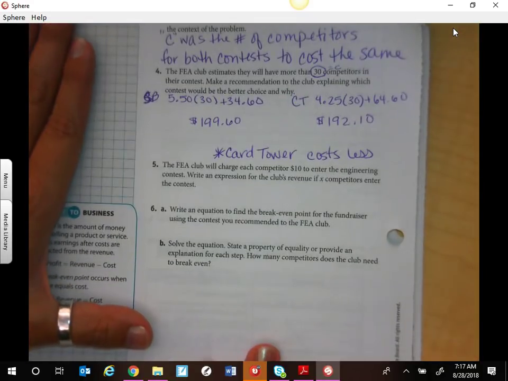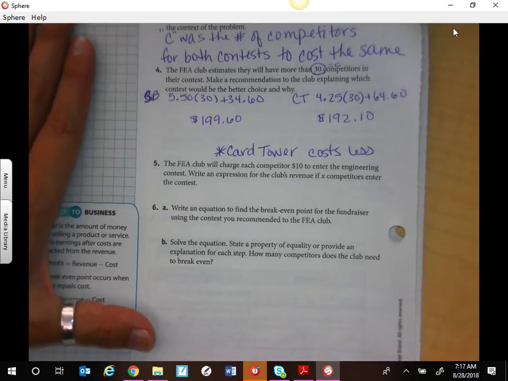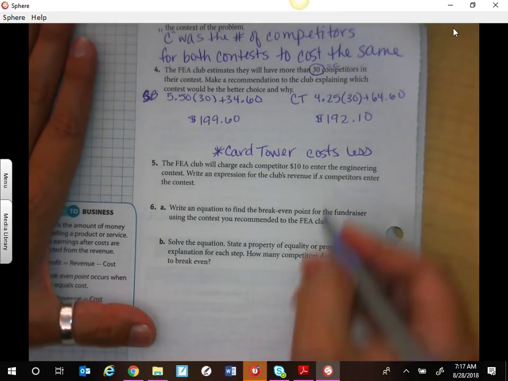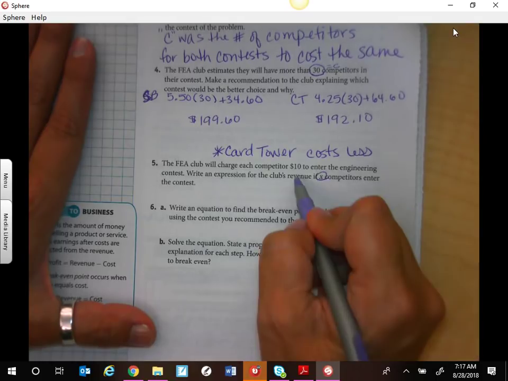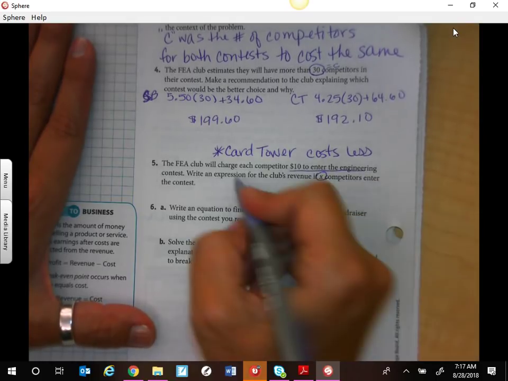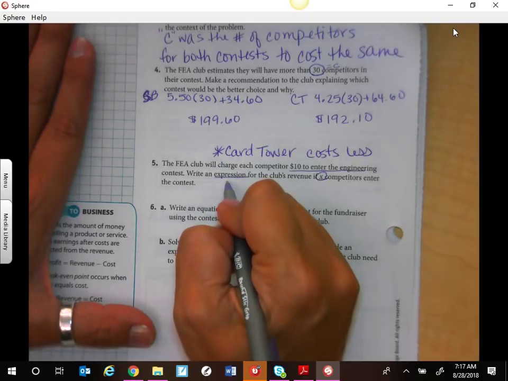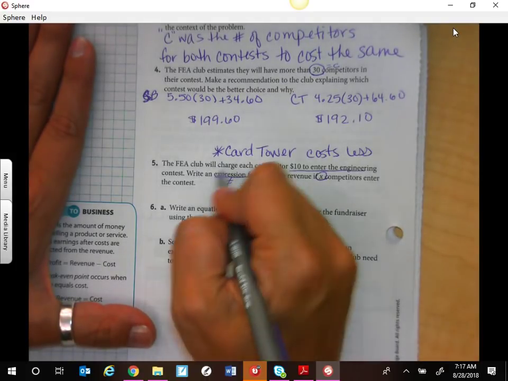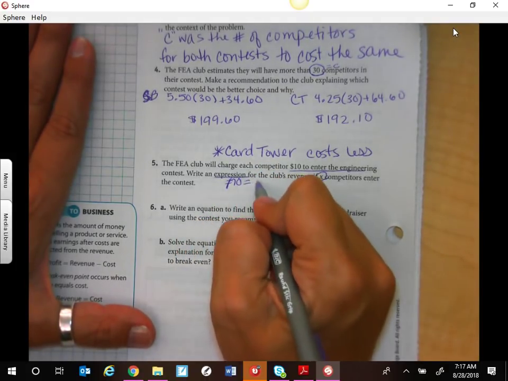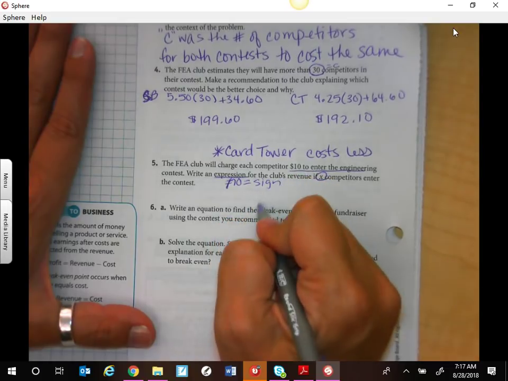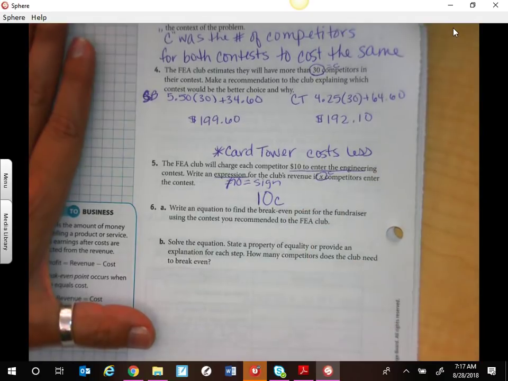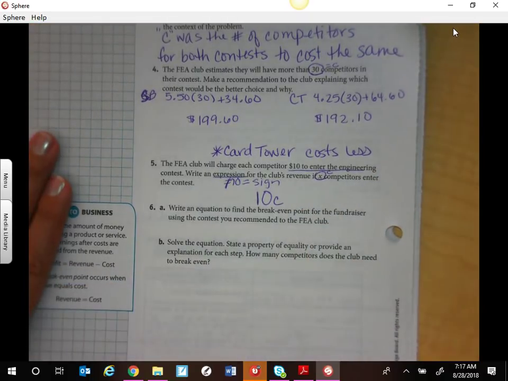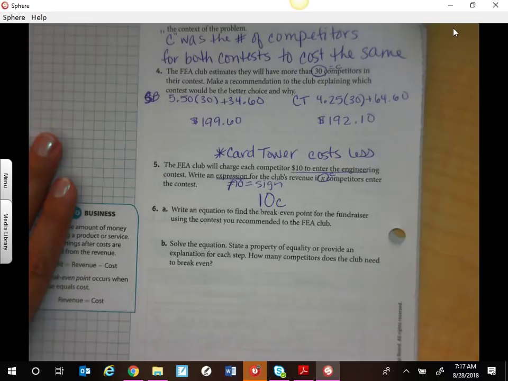If they charge $10 to enter the engineering contest, write an expression for the revenue of X competitors to enter. Well, if it's $10 for each person, then the expression, remember, expression does not, let's write it like this, no equal sign. So we would just say 10 times, I'm going to use C because we keep doing that. You can write X. 10 times the number of competitors would be how much revenue, how much money they make.